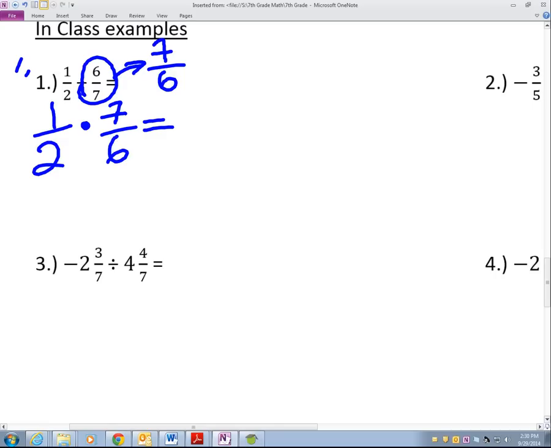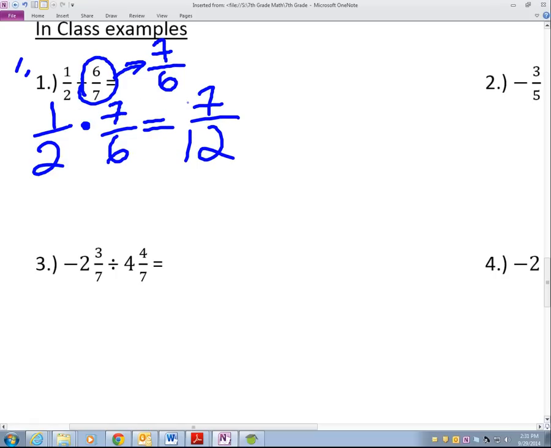Stuff from section 6.3, exactly, which means that we just multiply across. We do 1 times 7 equals 7. 2 times 6 equals 12. Then I simplify, right? But can we? No. Thank you for catching my words.